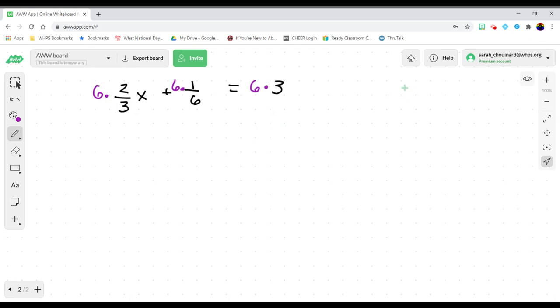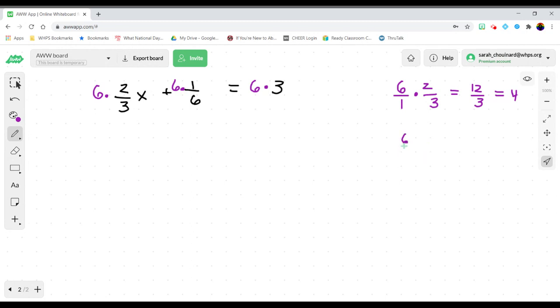So just off to the side real quick, remember 6 is really over a denominator of 1. That's being multiplied by 2/3. When we do fraction multiplication, we can go straight across the top and straight across the bottom. That's the strategy to solve, which gives us 12 over 3. And 12 over 3, 12 divided by 3 is 4. That's one way to do it.